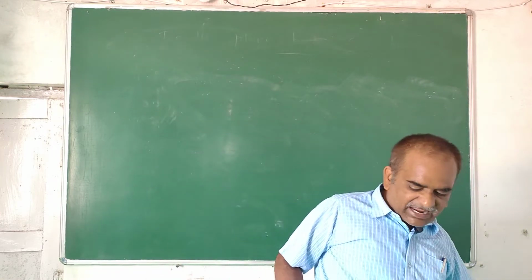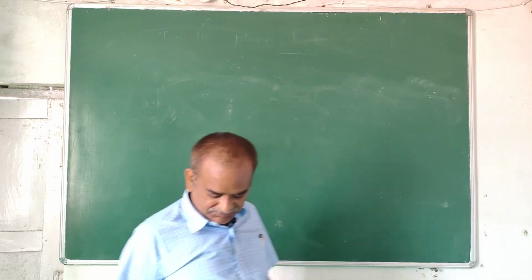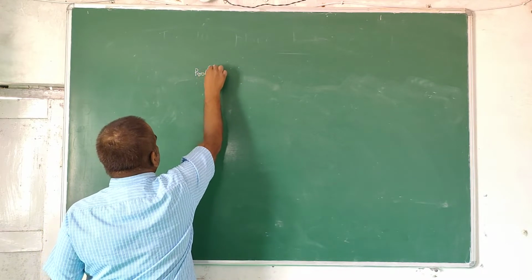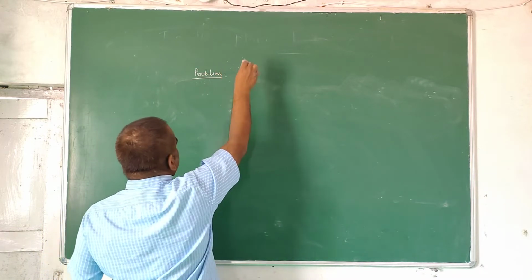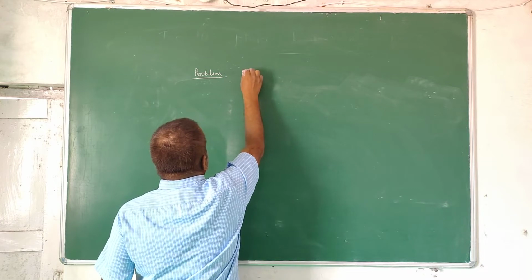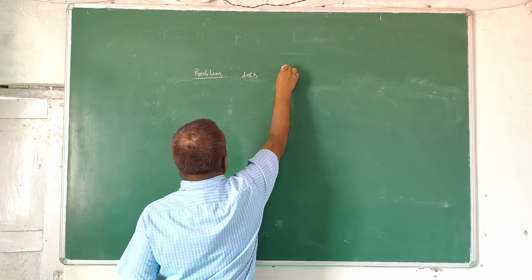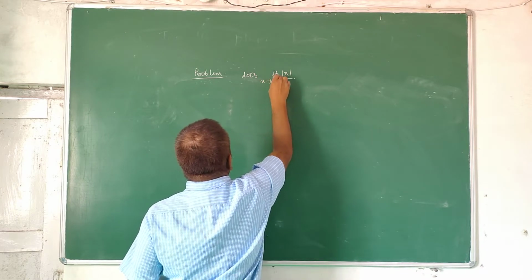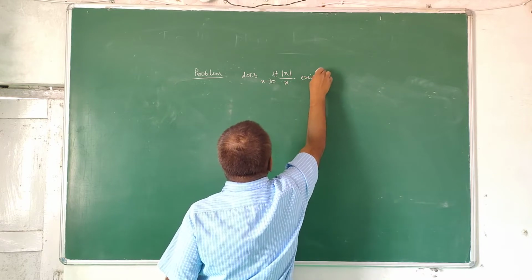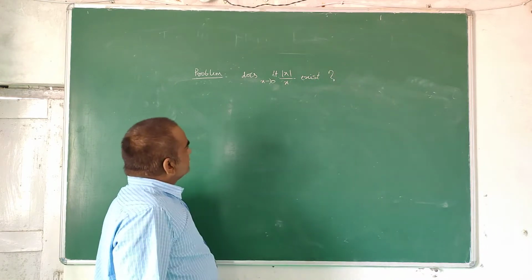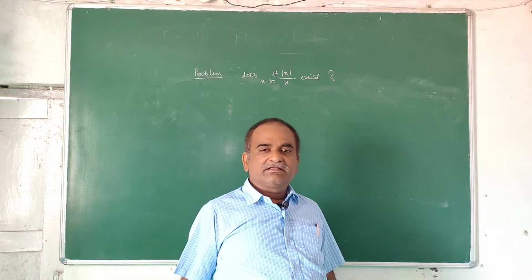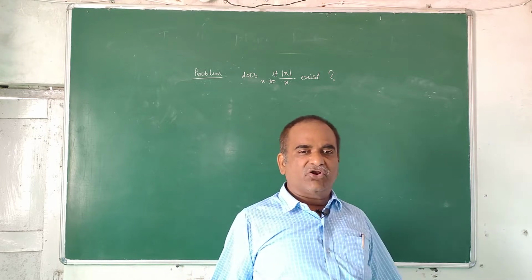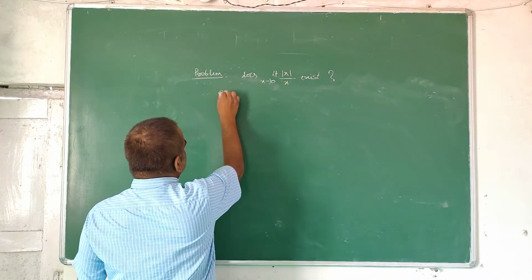Now, on limit existence, let us do one problem. Does the limit of mod x by x as x tends to 0 exist? So here we have to state whether the limit of the function mod x by x exists or not. So for that, the solution.